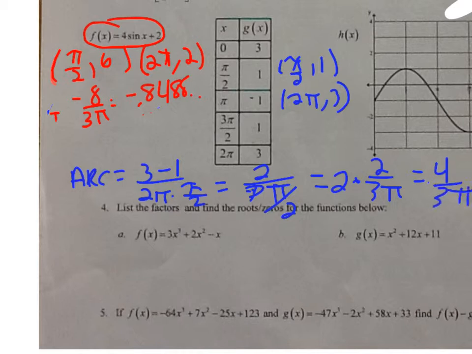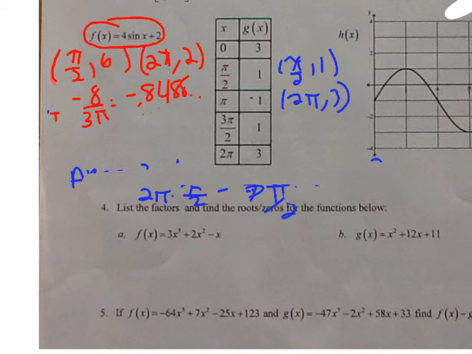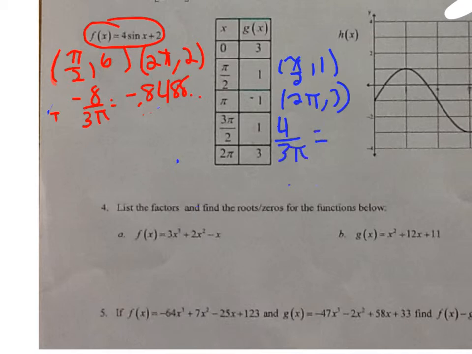Okay, so let's write that down. So just remember that. So it's 4 over 3 pi. Obviously, you wouldn't erase all of this on your test. So that was 4 over 3 pi. And you can plug that in your calculator, but this is the average rate of change. That's approximately 0.4244.